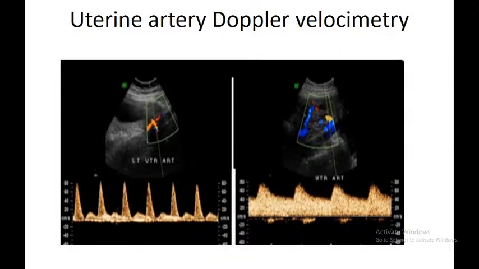And also one of the ways by which we can predict preeclampsia is by doing a uterine artery Doppler velocimetry. So here on the left side you find that there is increased resistance. You find the waveforms to be increased. So there is increased resistance in the uterine Doppler velocimetry that we see in this condition. So this could also predict the development of preeclampsia.